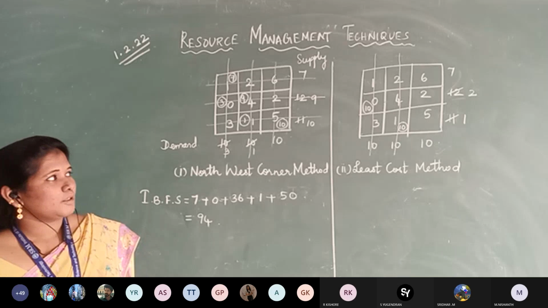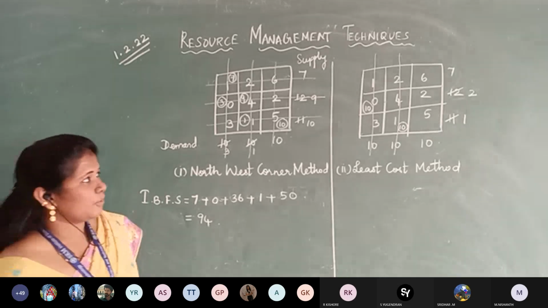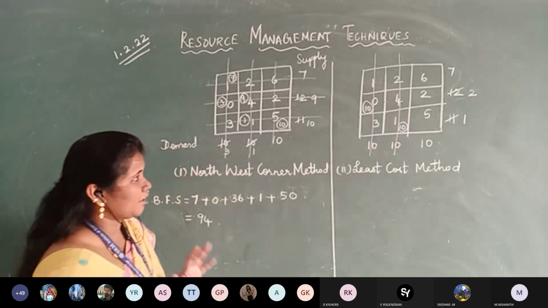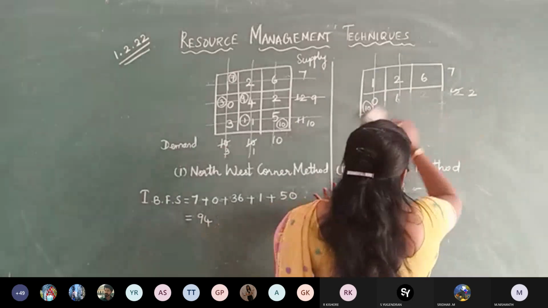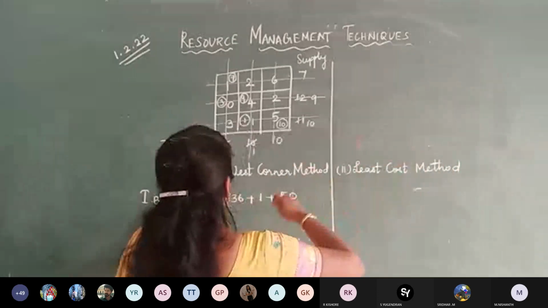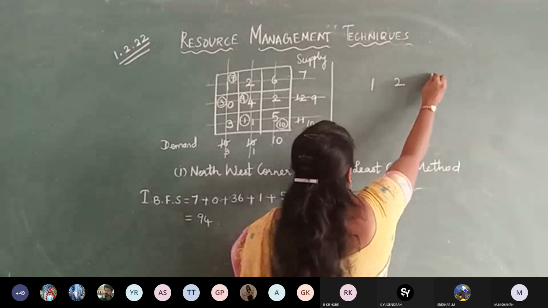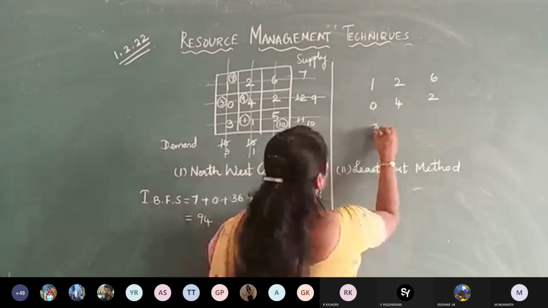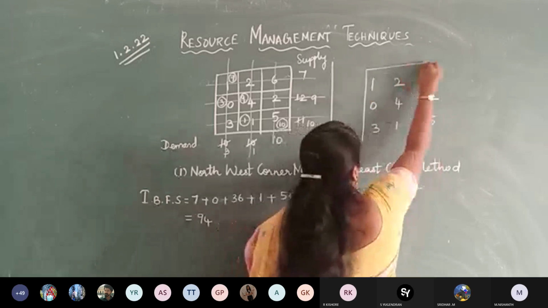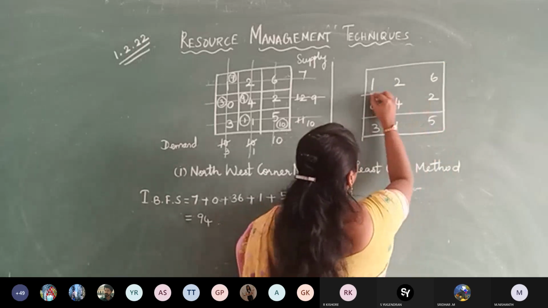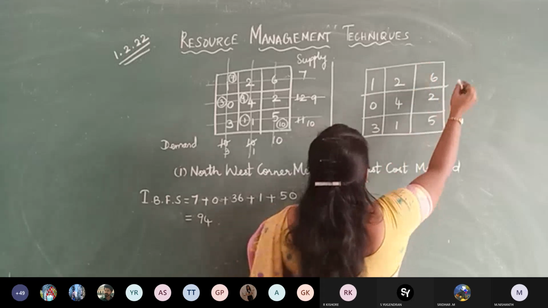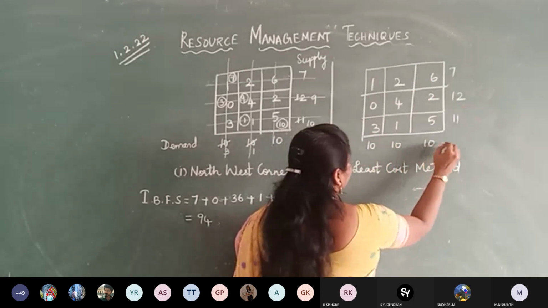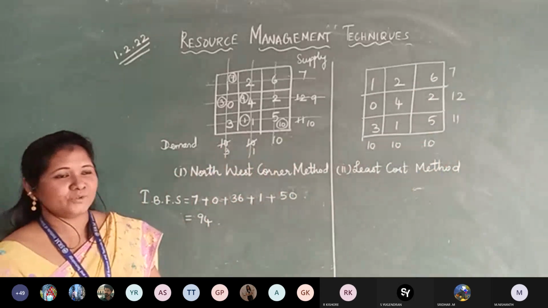Okay, so just concentrate again. I will do it again. In this tabular column itself, your least value is 0. I will rub it and do it again. That day you had 0 there, so I left out that 0. 1, 2, 6, 0, 4, and 2, 3, 1, and 5. Maybe I left out that 0. So now again I will do it from the first.